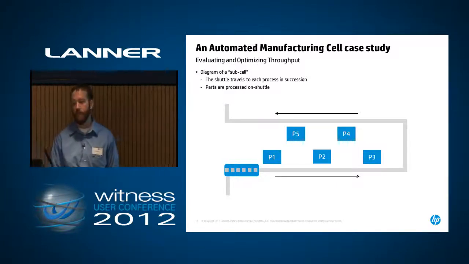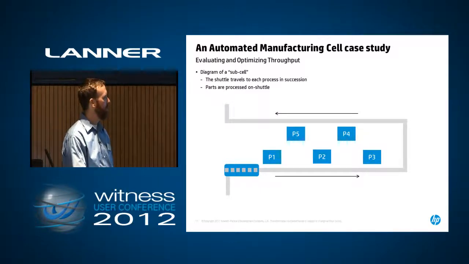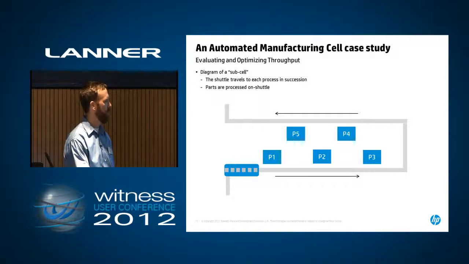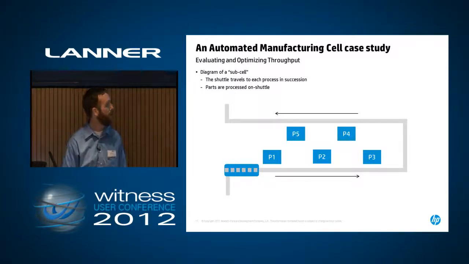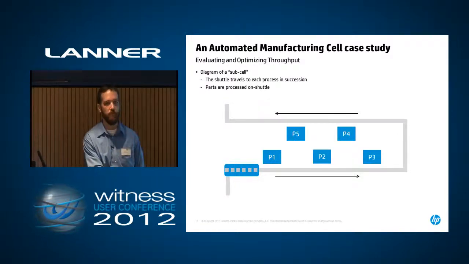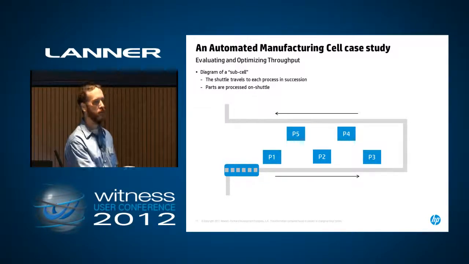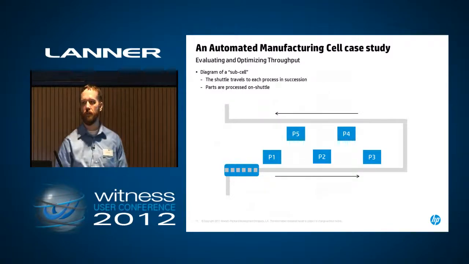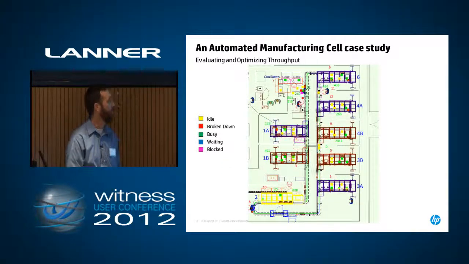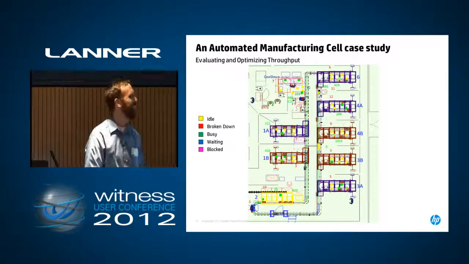This is a closer look at one of the subcells. Most of them have 5 stations inside them. Here's the shuttle coming in on the monorail track, and it stops at each successive station to process the parts. Those parts are processed on the shuttle. I modeled this using tracks and vehicles, but I don't actually unload the parts and drop them off. I do the processing, then the shuttle can move to the next station, and so forth.